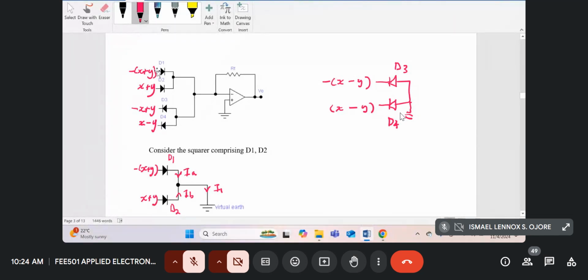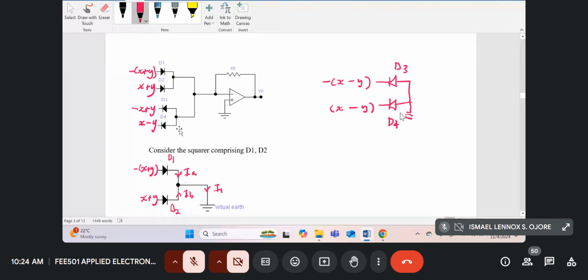So for D1, I've simplified it. Instead of writing minus x minus y, I've written minus into brackets x plus y. So this will be minus x minus y. And the signal to D2 is just x plus y.